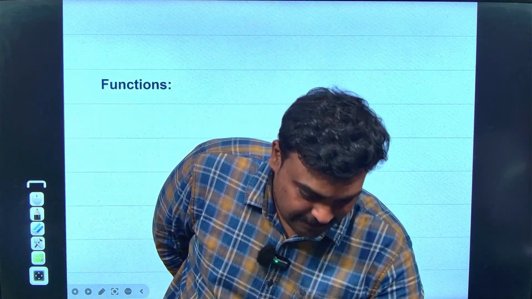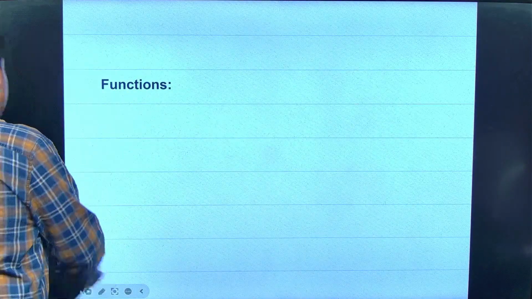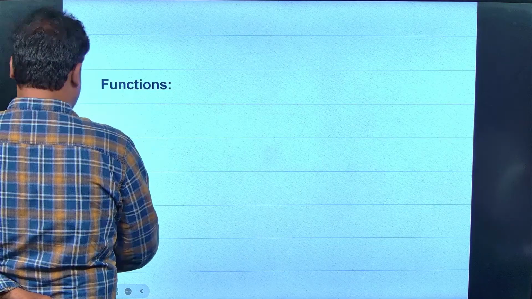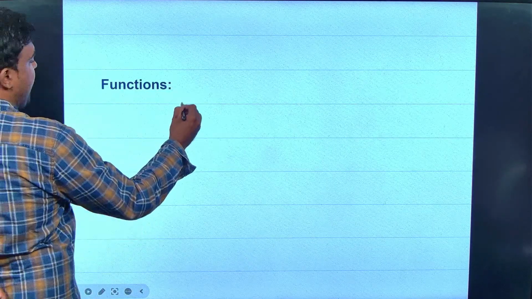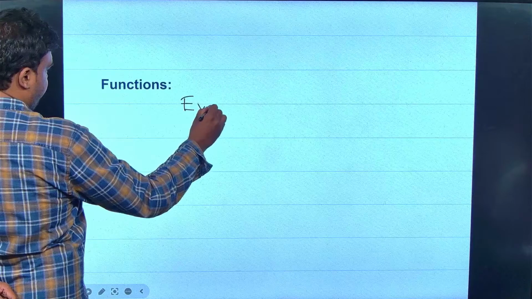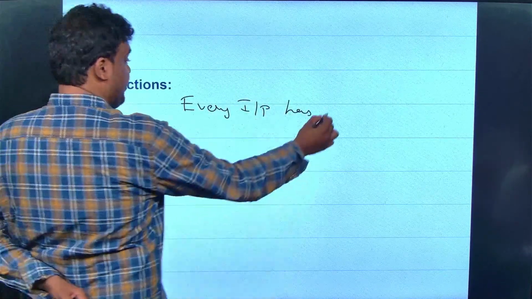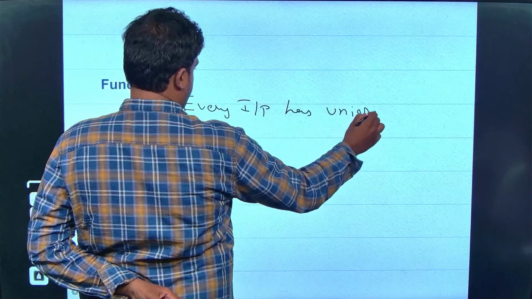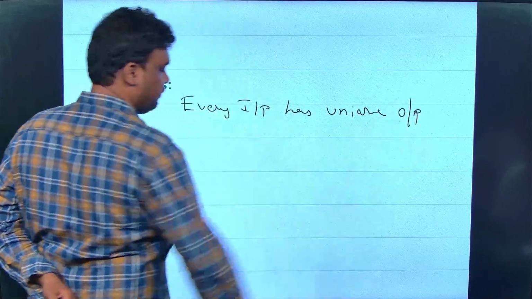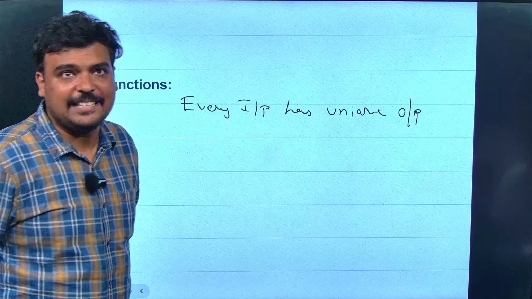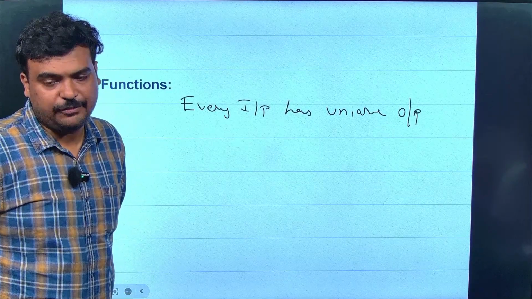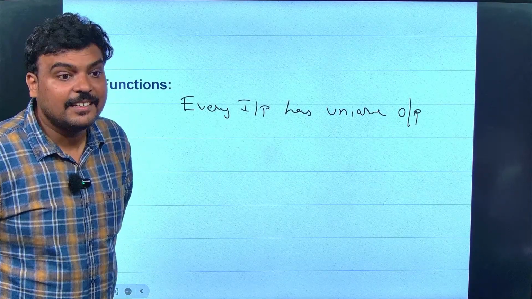See guys, every pre-image has only one image. Yes, that I'll take. See, every input has a unique output. Every input has a unique output. This we call a function.